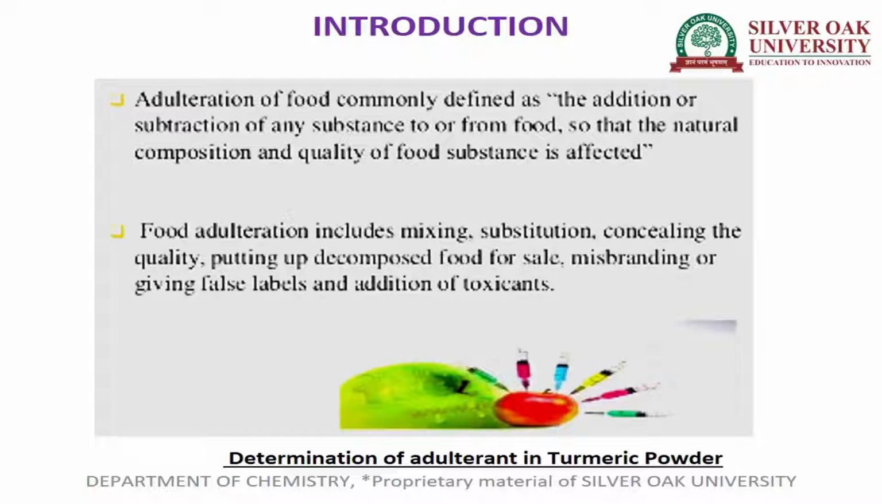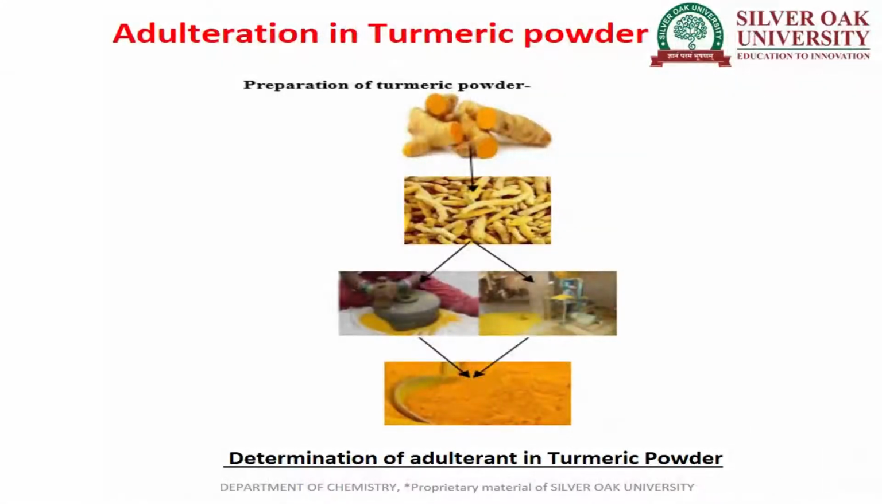Food adulteration generally includes addition, substitution, removal, putting of some decomposed food, misbranding, giving a false label, or addition of some toxic substance. Let us study the method to find out such adulterants in turmeric powder.